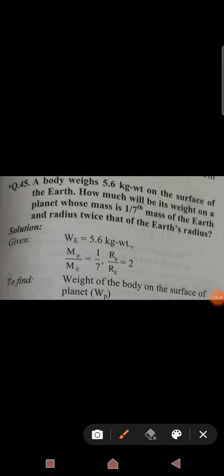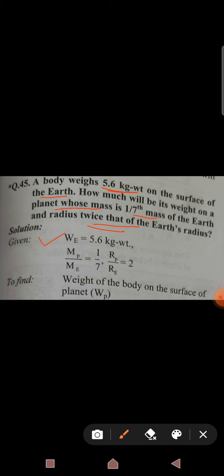A body weighs 5.6 kilogram weight on the surface of earth. This is the weight, this is not the mass, this is a weight, right? How much will be its weight on the planet whose mass is 1 upon 7 the mass of the earth and the radius is twice that of the earth? Okay, so here the weight of the body is given, so we can write the weight of the body on the surface of the earth is 5.6 kilogram weight.